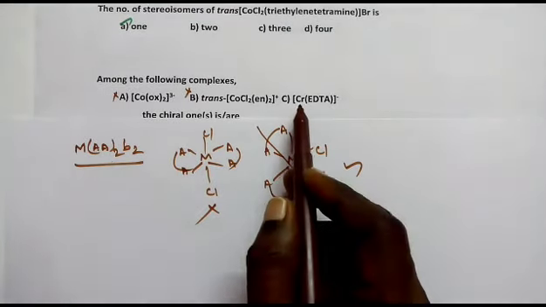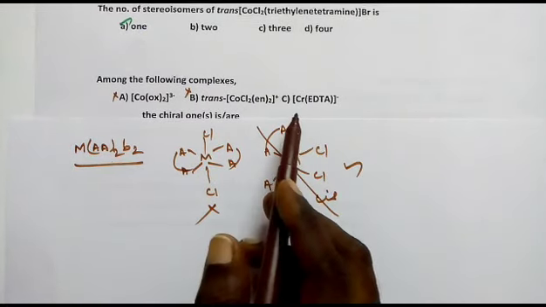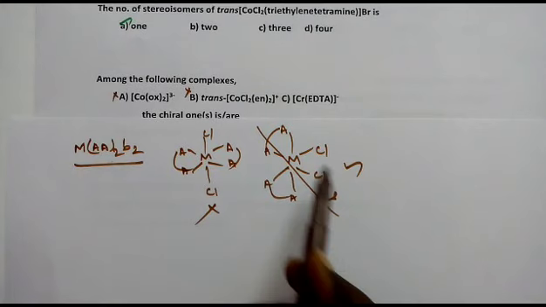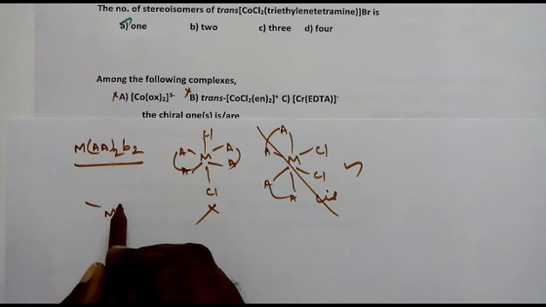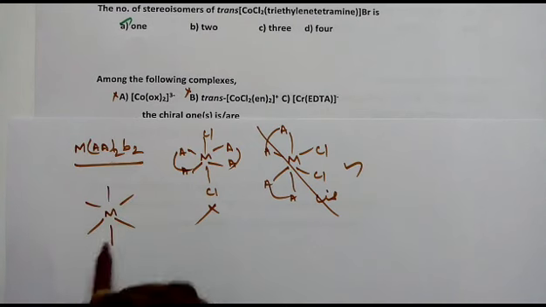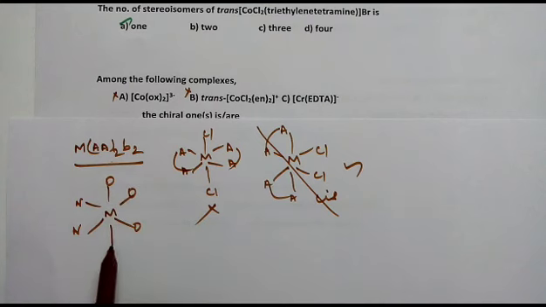And see this one, an EDTA complex. EDTA complex means it is a hexadentate ligand. EDTA complexes are optically active. We have already seen a metal. EDTA means what? Ethylene diamine tetraacetic acid. There will be 2 nitrogens and 4 oxygens.